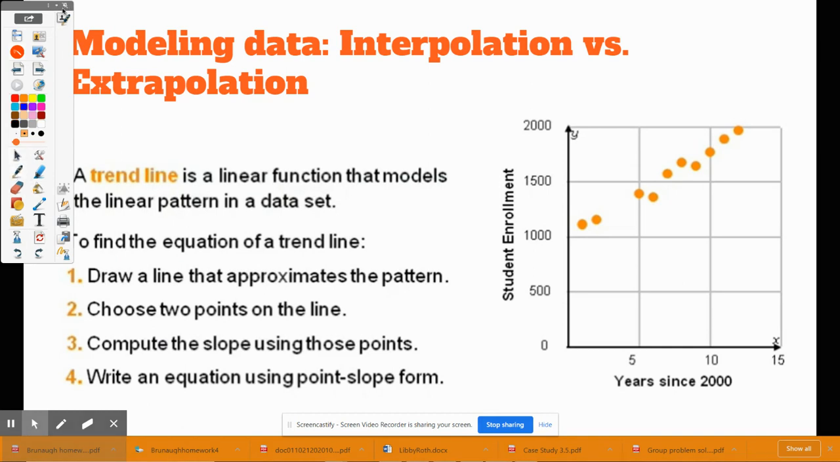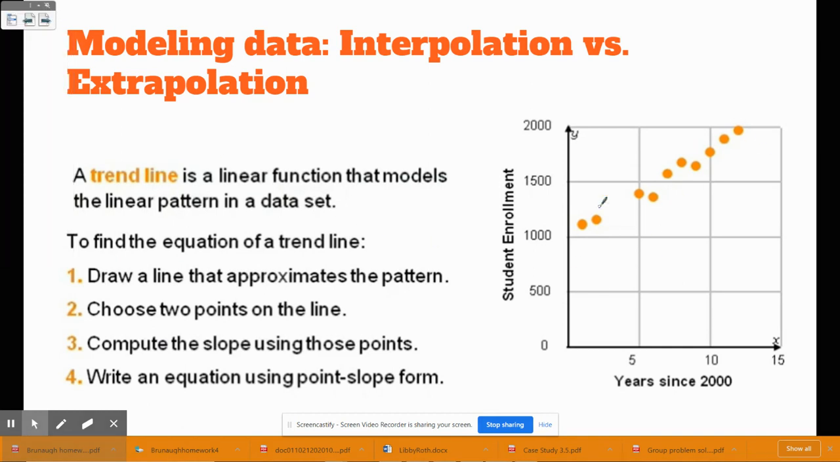Okay, so trend lines. This is where it gets kind of fun. So there's no line here, but we can kind of picture a line. And the line definitely would not touch all the points. But we can make what we call a trend line by drawing a line where we think would be best and then finding the equation of that line. So that's what we're going to do. We're going to draw or sketch a line in here.